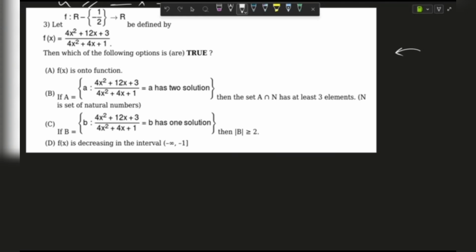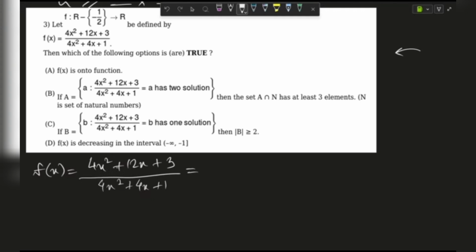So I am starting off. Basically we have a function f of x and we have to find out which of all of these options are true. At first we have to check whether f of x is an onto function. So first I will write out f of x, which is basically 4x squared plus 12x plus 3 by 4x squared plus 4x plus 1. This looks like a pretty bulky expression, so I will try to shorten it. For that I will write out the denominator in the numerator.